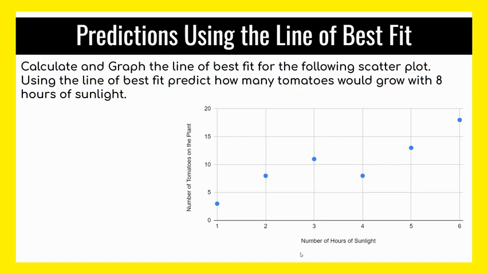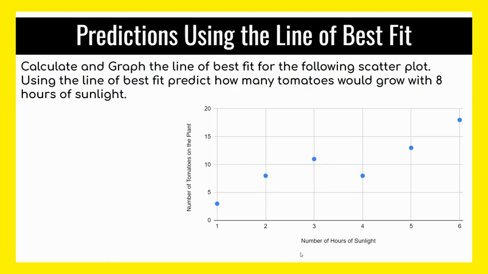So here's our first problem. It says calculate and graph a line of best fit for the following scatter plot. Using the line of best fit, predict how many tomatoes would grow with 8 hours of sunlight. Okay, when there is no line of best fit given to you, you need to calculate it. You have to take all of your data points, every single one of them, and plug it into the calculator.